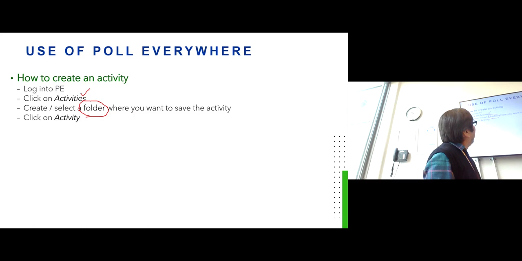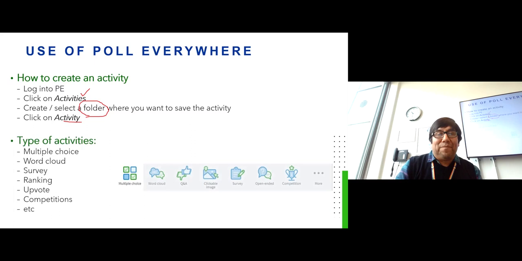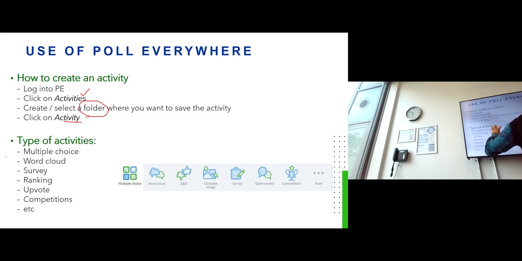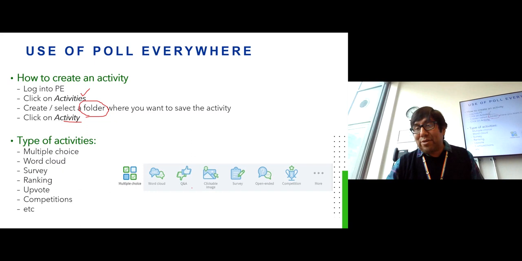And then click on activity, okay? Let's see one more. The type of activities: Poly Everywhere calls the types of questions activities. So we have just a few here, because when you see these on the computer and click on the three dots, you will see more question types. I have not used all of them.